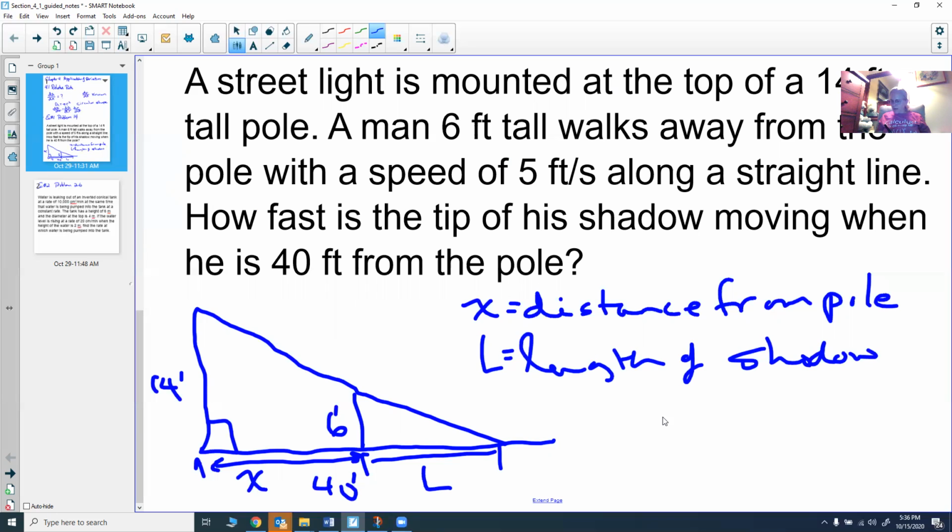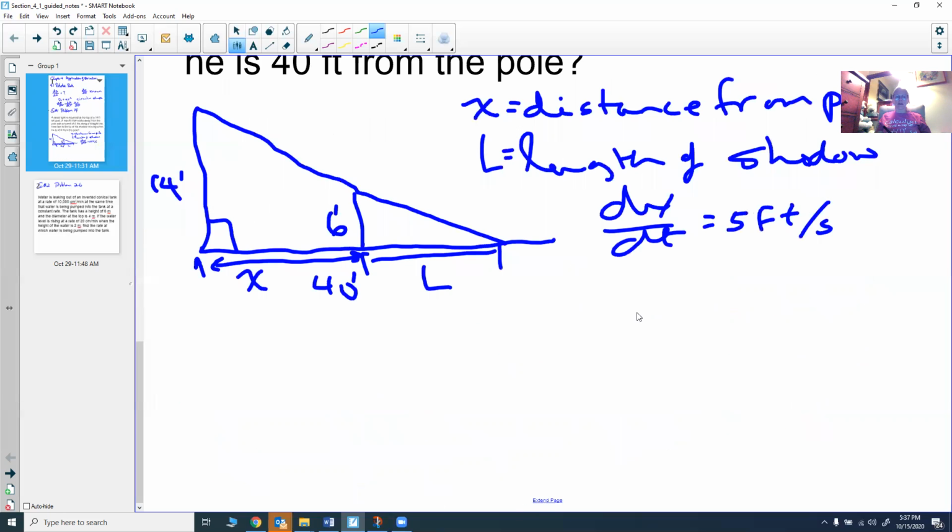Okay, so we have all that information. We know how fast the distance from the pole is changing over time because that's his speed. So we know dx/dt, that's his speed, which is 5 feet per second. We want to find how fast his shadow is changing. So we want dL/dt. That's what we're looking to find when he's 40 feet away. So we're not caring about anything else. So we could say that his distance, x, is 40 feet.